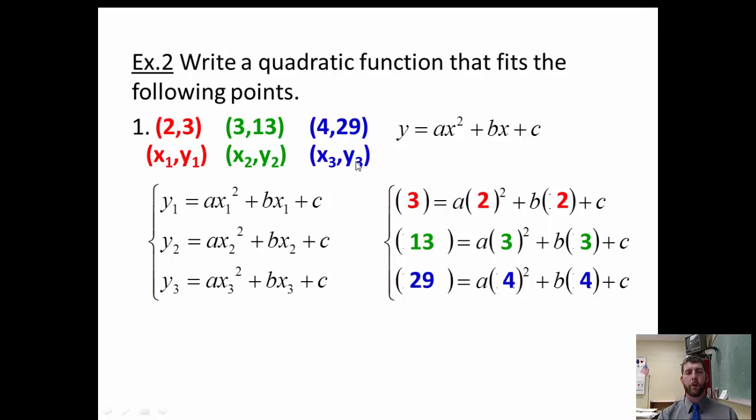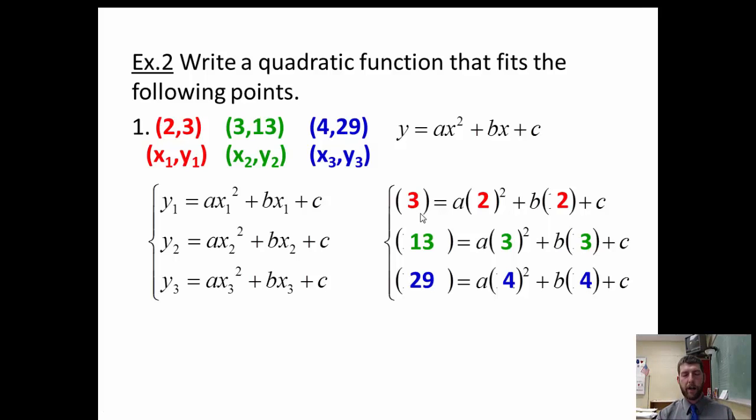And the third point goes into the third equation. 4 goes in for the x's. 29 goes in for the y. So you'll get that equation: 29 equals a4 squared plus b4 plus c. Well, we have a system of equations, 3 variables, 3 equations, and we just solve our linear system.